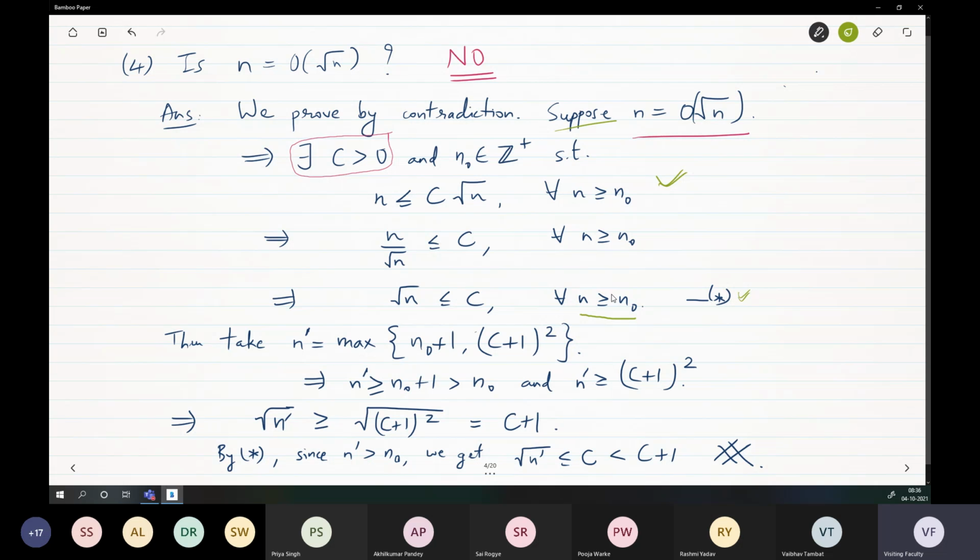Yes, sir. So now what is that n? Well, n has to be greater than n naught. So definitely I'm taking that number to be n prime. So n prime has to be greater than n naught. So it should be at least n naught plus 1. That's the first part. But now square root of n prime should be greater than c. Right? What does that mean? So let's do some working here, rough work.